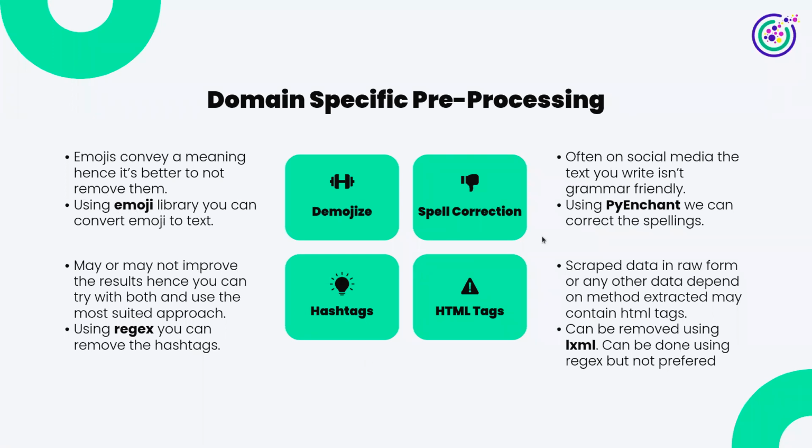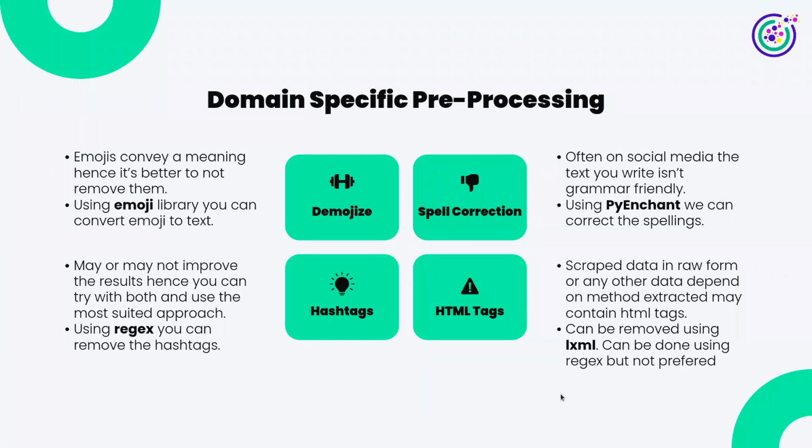Second is spell correction. Many times, especially when you extract data sets from social media, they might not be very grammar friendly. The spellings might not be correct, so you can correct the spellings too. You can use the PyEnchant library to correct the spellings. And third is hashtags. Now this is very different. You have to experiment with this. Hashtags may or may not convey some sort of meaning to your sentiment. So you can try both by removing hashtags or keeping the text part of the hashtag and then testing out your model. You can use regex to remove hashtags from it.